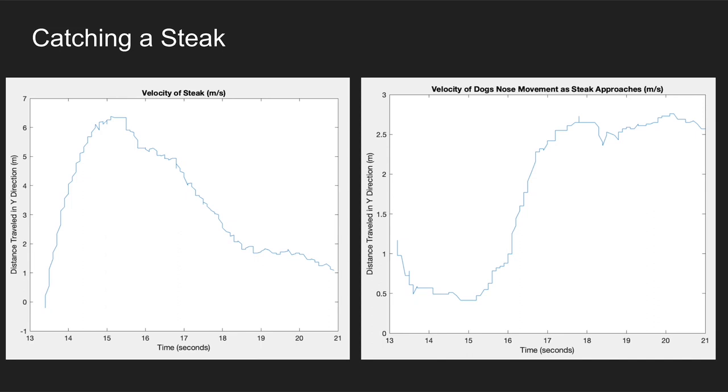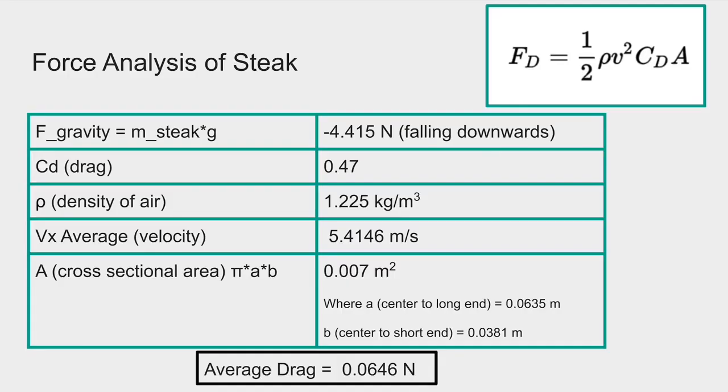This delayed reaction time plays a big part into why he did not catch the stake, since he had so little time to actually be able to track the object. On this slide, you can see all of the solved forces, gravity and drag, that were acting on the stake as it flew through the air.